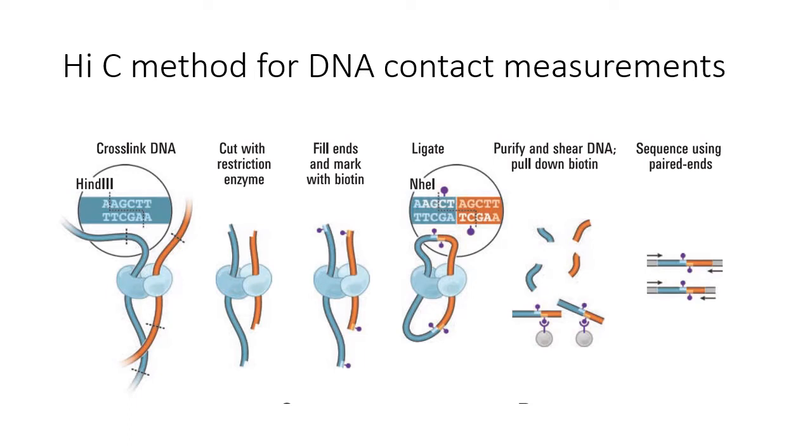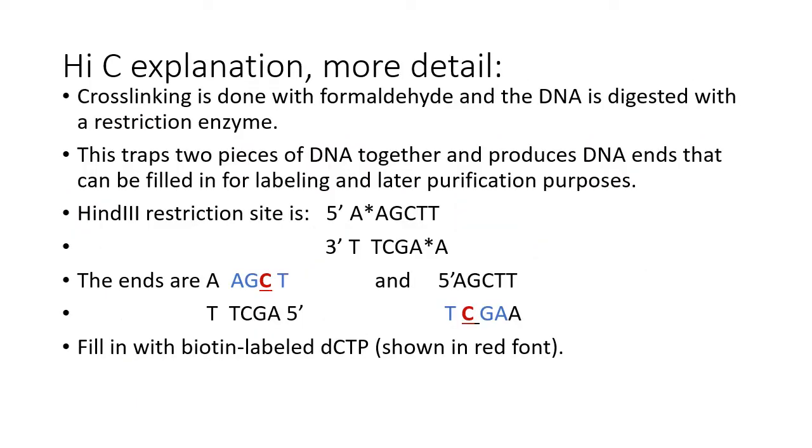Some of the important points, however, have to do with the labeling with biotin and the organization of the sequence when you actually get it. Okay, so we take our cross-linked DNA, and we're going to cut with a restriction enzyme. In this case, it's going to be HindIII. Okay, so we need to label these with biotin in such a way that we're going to be able to recover the labeled ends later.